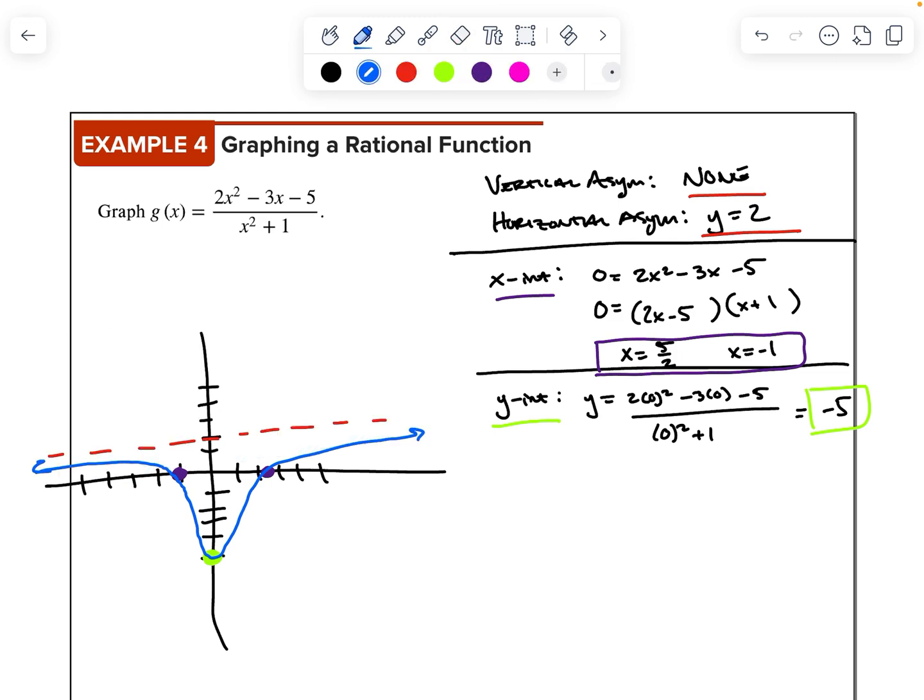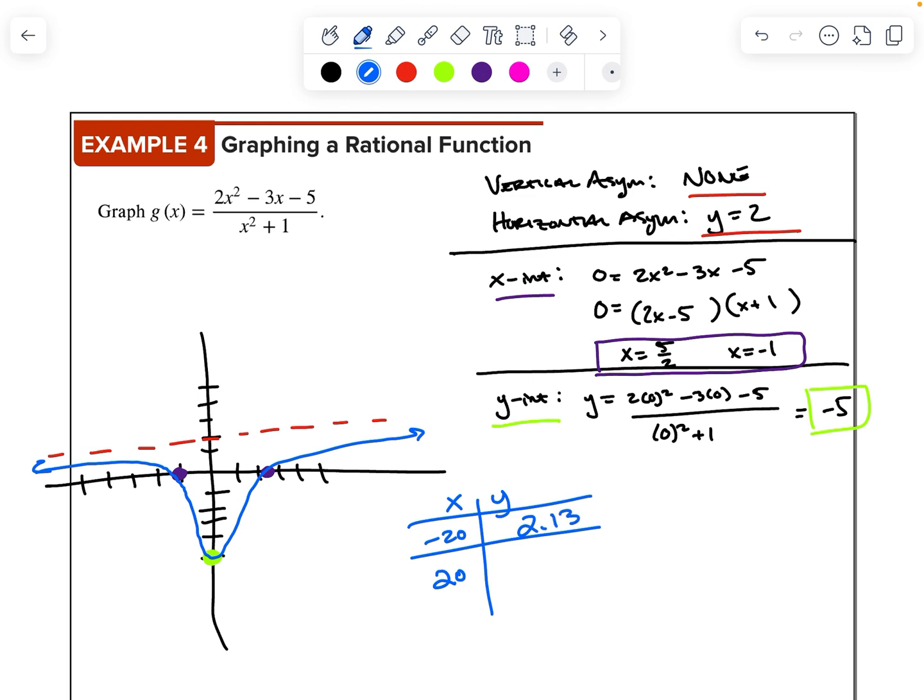Here's what we could do. If we wanted to know whether it crossed it, we could pick a number way off to the left. So we could do a t-chart and say a number way off to the left would be like negative 20. A number way off to the right would be like positive 20 or positive 100 or something. And we could plug those numbers in. So if I plugged a negative 20 in, I would say 2 times negative 20 squared minus 3 times negative 20 minus 5, all divided by negative 20 squared plus 1.